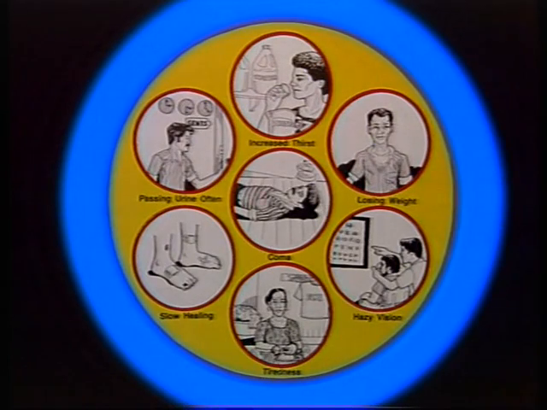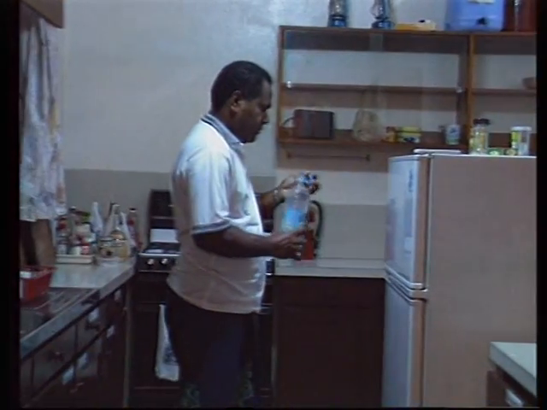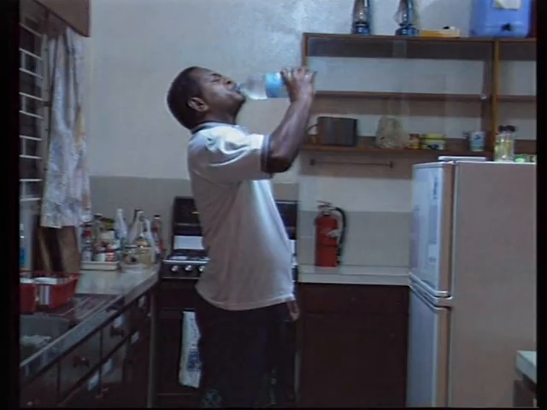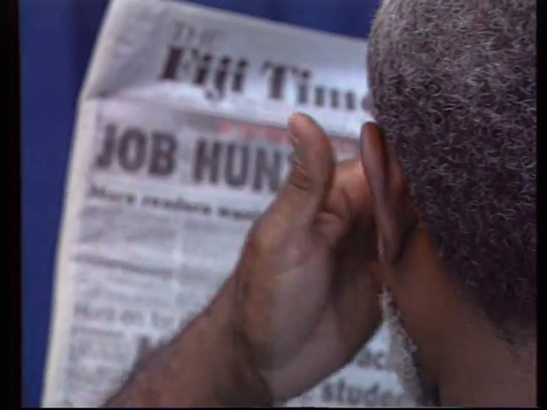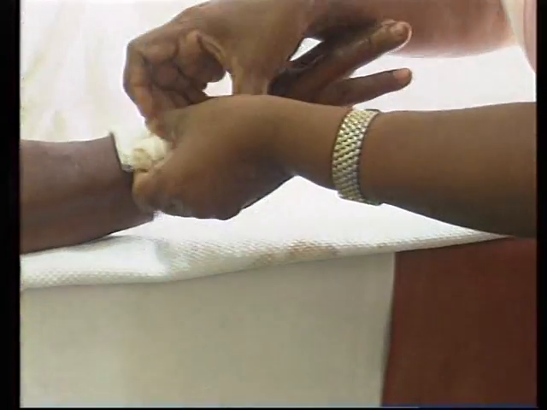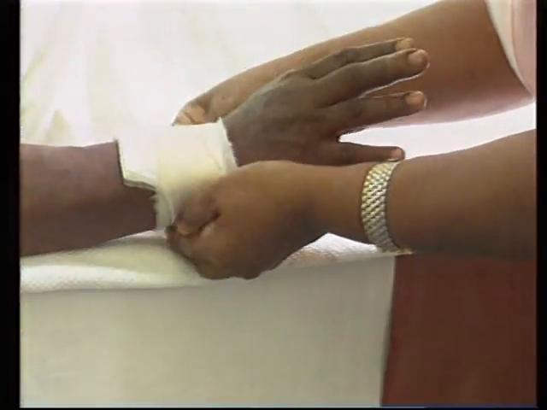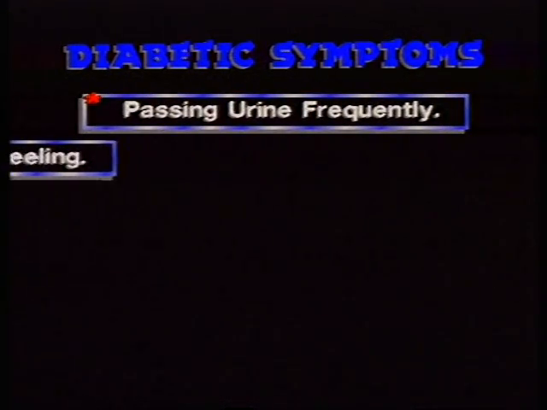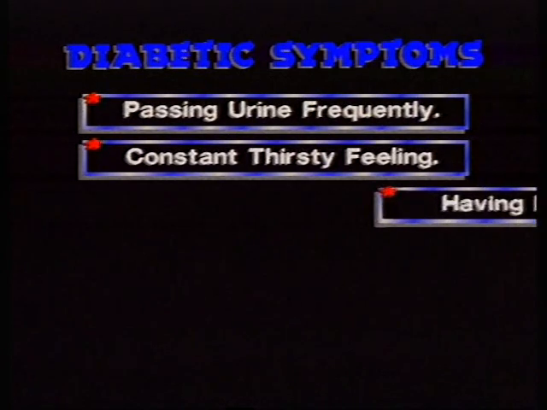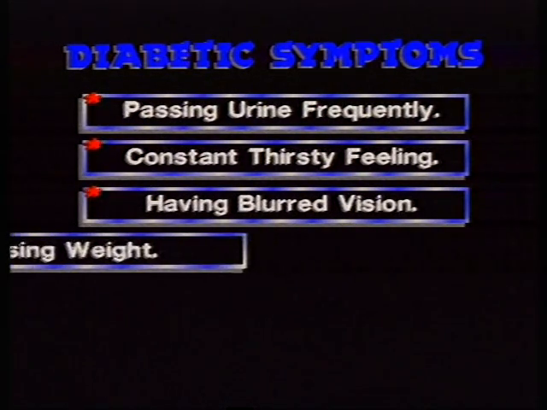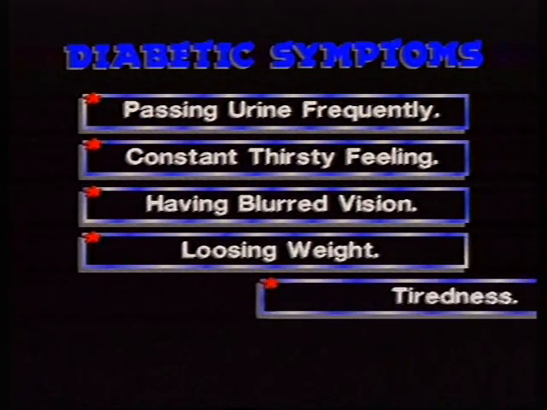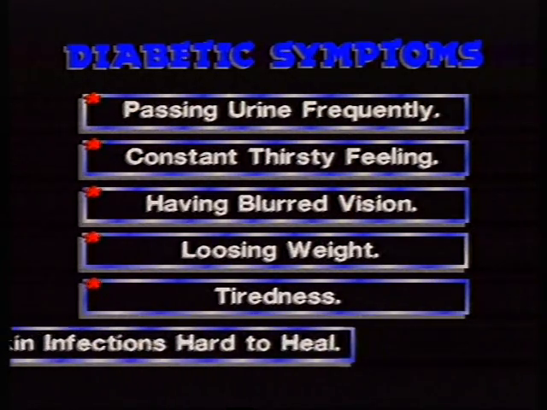Now let's look at some of the common symptoms of diabetes. Passing a lot of urine, feeling thirsty all the time, having blurred vision, losing weight, tiredness, skin infections which take long to heal. We must remember that many people with type 2 diabetes do not have any symptoms, even though their blood sugar levels are above normal. The risk of diabetes can be inherited.